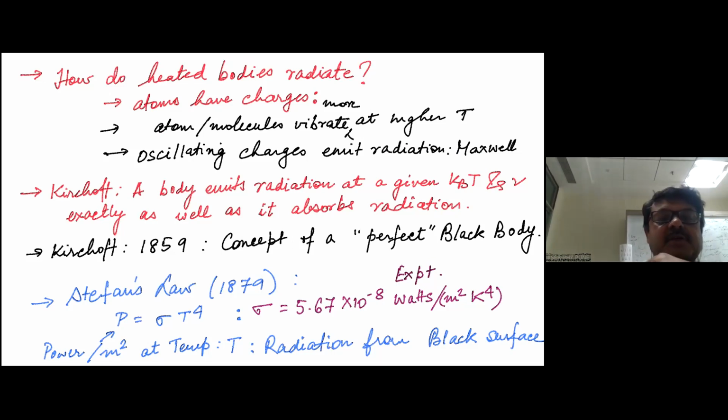And the question that we humans were asking was, how do heated bodies radiate? People already knew that atoms have charges. Due to Maxwell's work, people already knew that atoms and molecules vibrate, they might vibrate more at higher temperature, and oscillating dipole charges emit radiation.